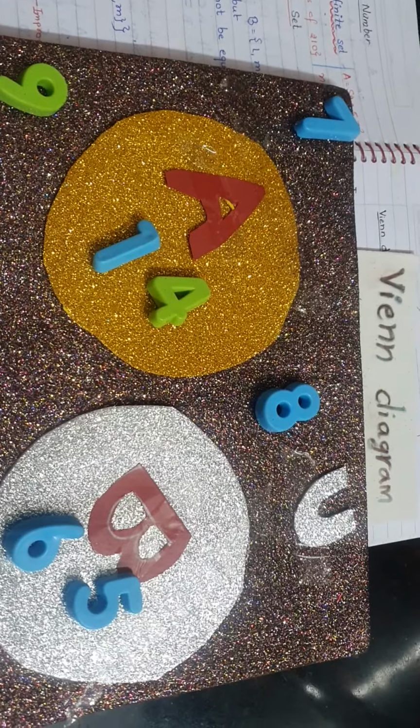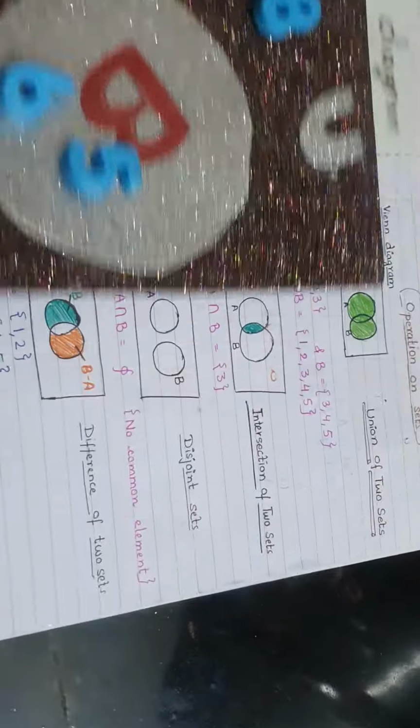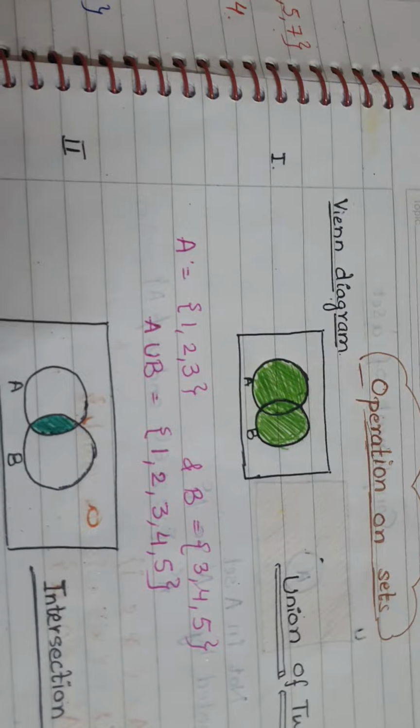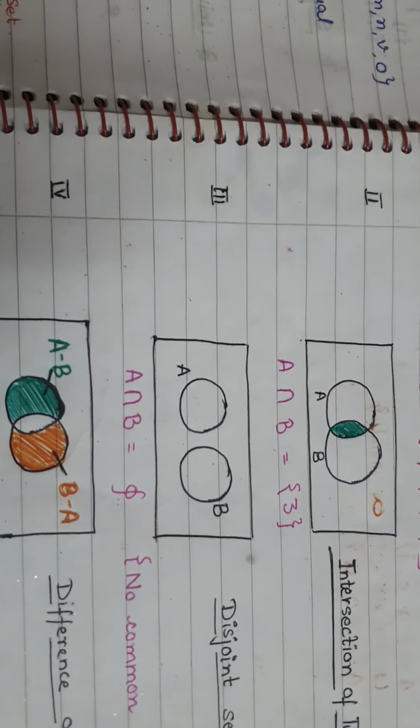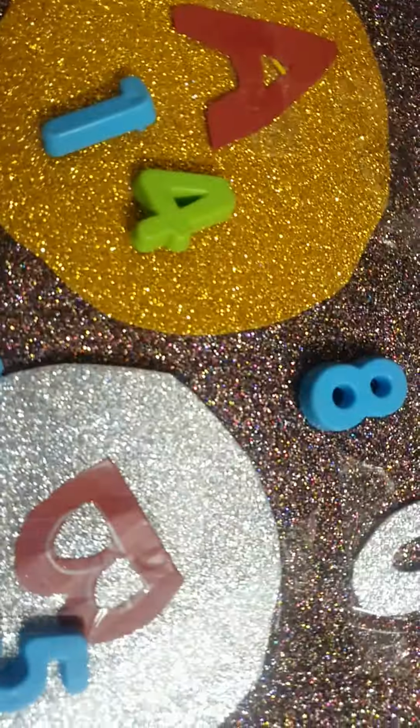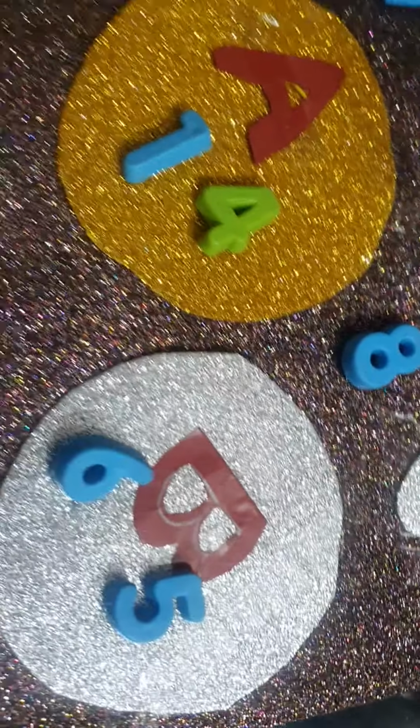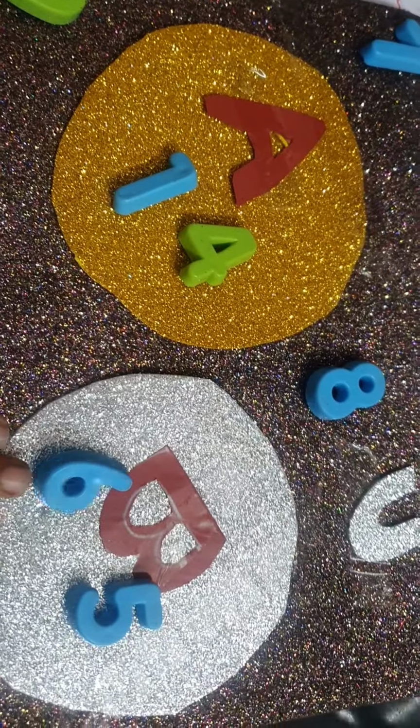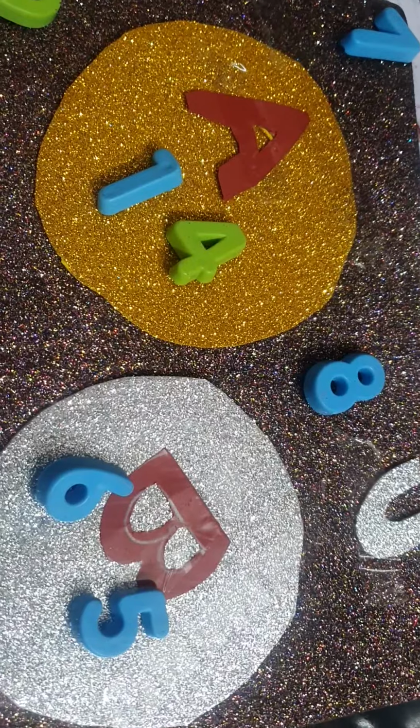This is our Venn diagram. On paper we will draw like this. First condition is we have two sets A and B, but there is no common element in it.